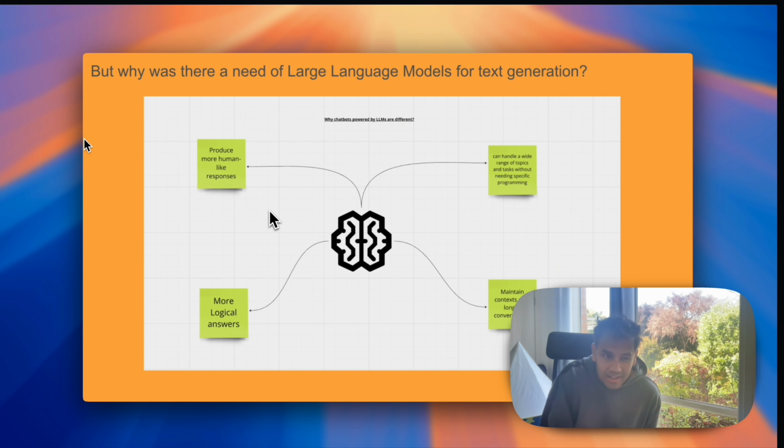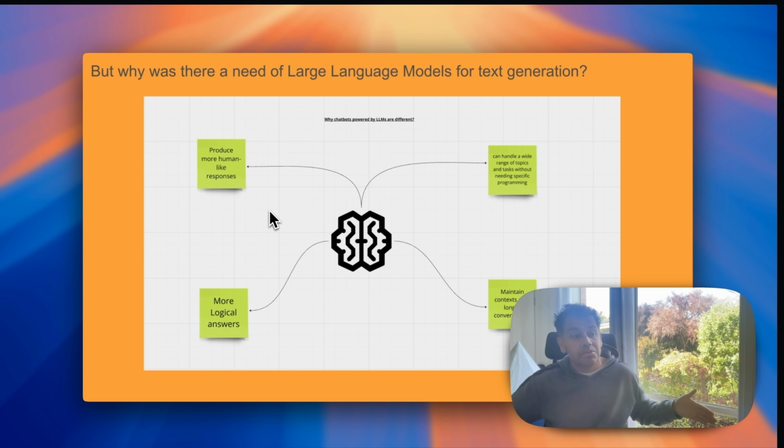It has more logical answers. It just doesn't give you a one-word answer, so the experience is better. And it has the ability, particularly with, I think, Gemma 1.5 with a 10 million context window and so on, of maintaining context over really long conversations. All right.